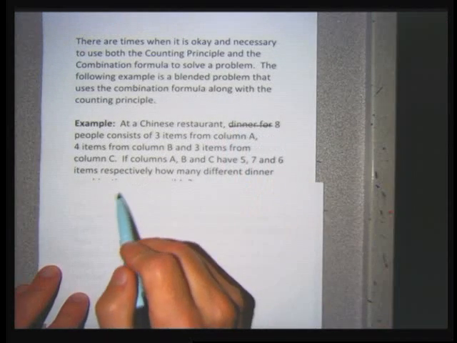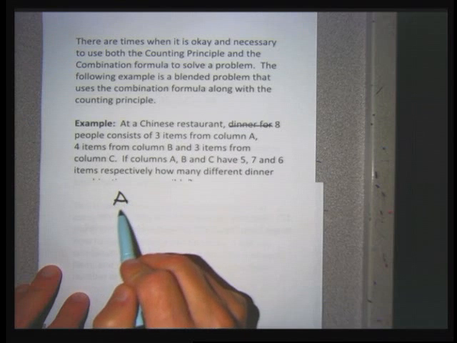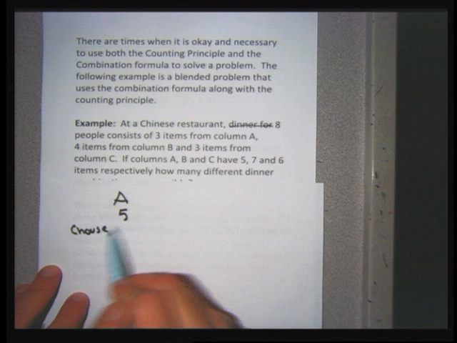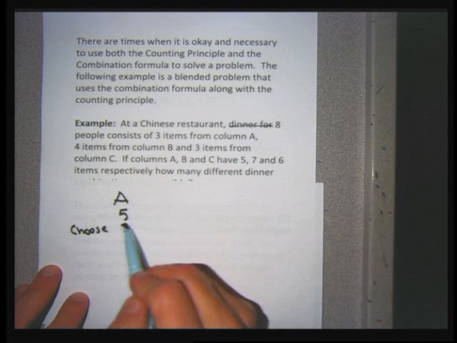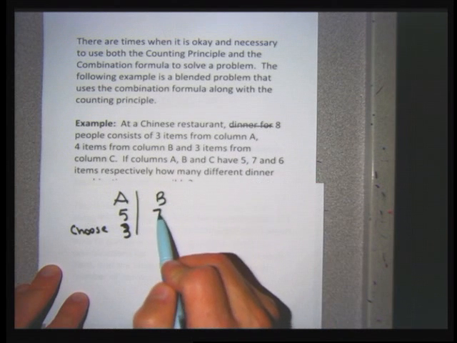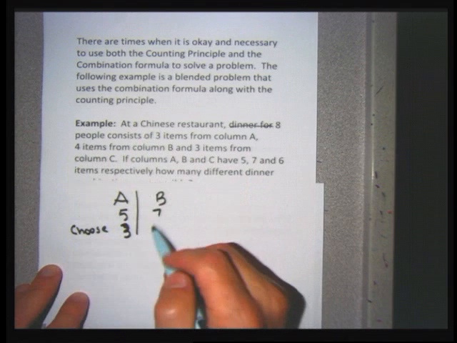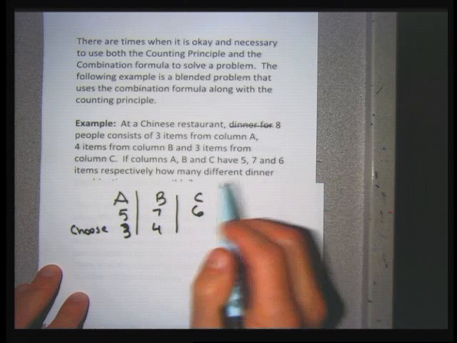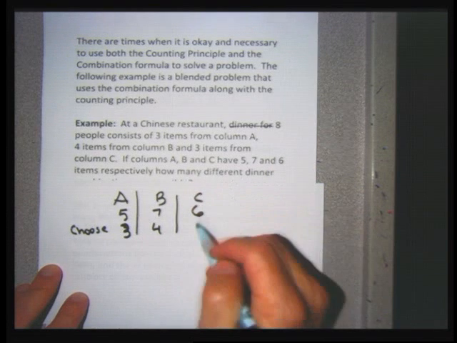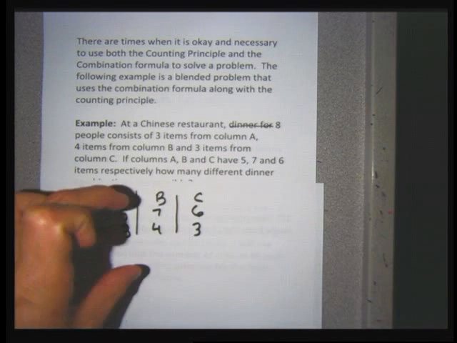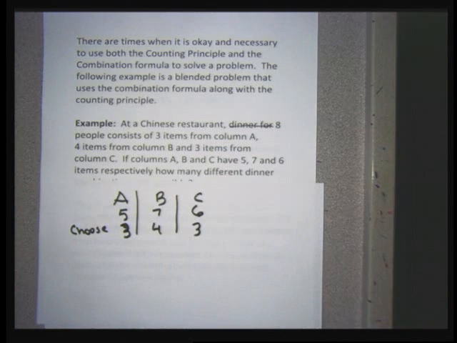So there's column A that has 5 items, and we need to choose 3. Column B has 7 items, and we need to choose 4. And column C has 6 items, and we need to choose 3. So the question is, how many different dinners are possible, picking 3 items from A, 4 from B, and 3 from C? It's going to be a heck of a lot.